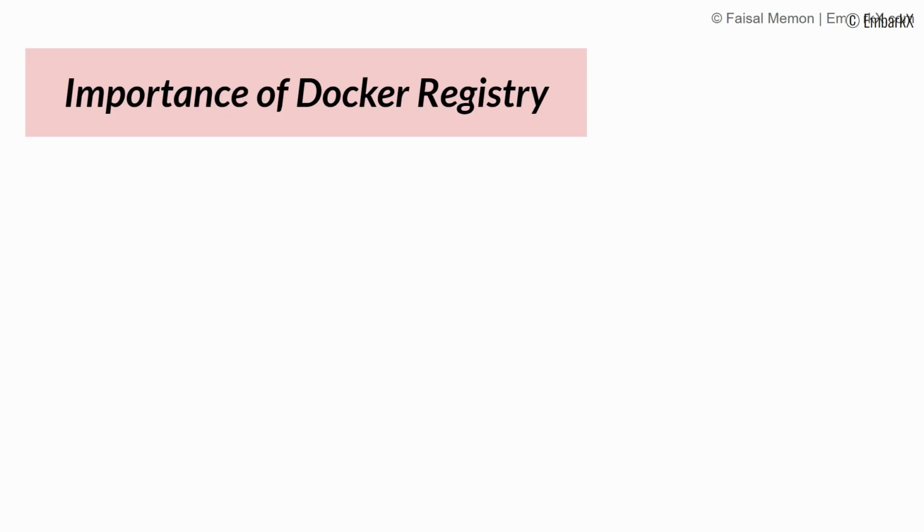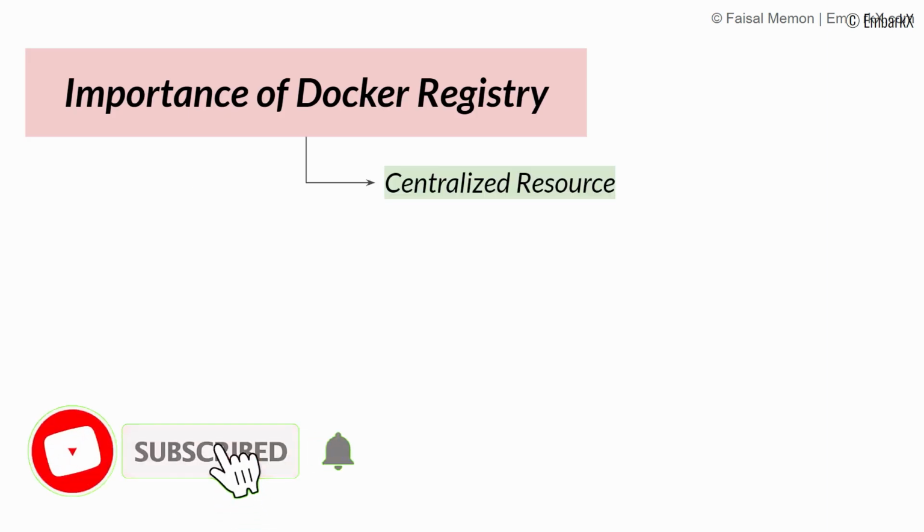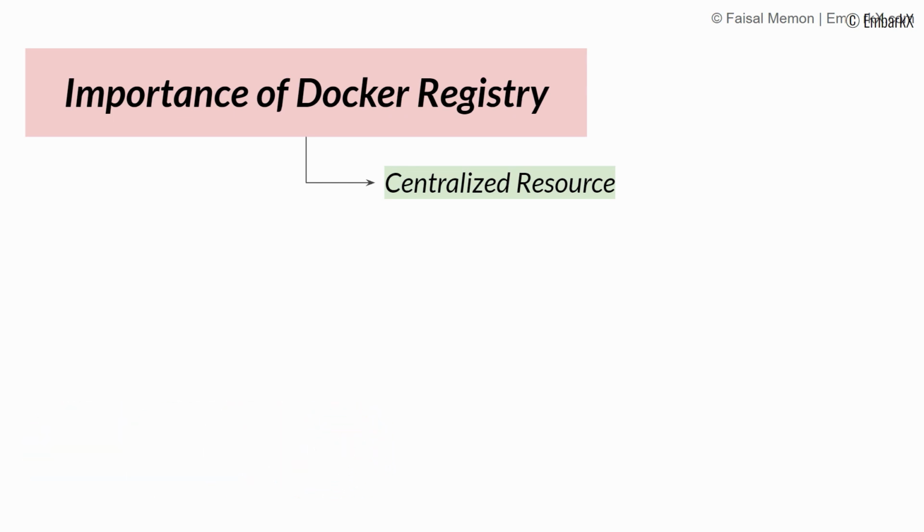Now, why do we need a registry? Number one reason is that it acts like a centralized resource for all your Docker images. If you are working in a team and you have multiple developers, then they will need to access these images. Even if you have servers located at a different location where someone would be deploying the images, how would you share them? The sharing of images is made simple with the help of this centralized resource, the registry.